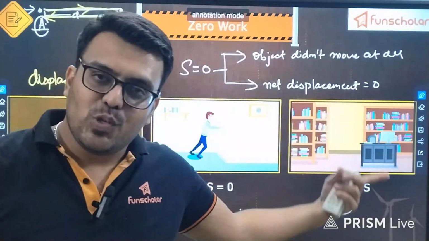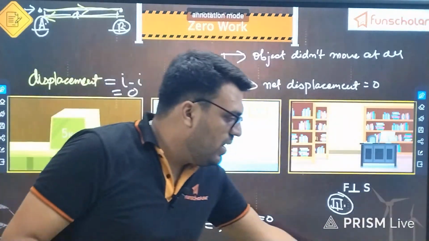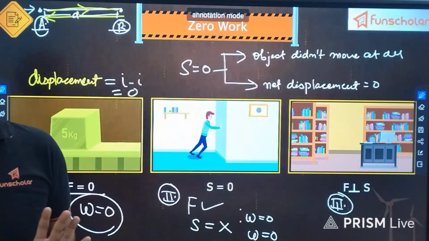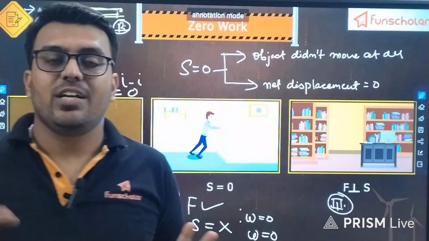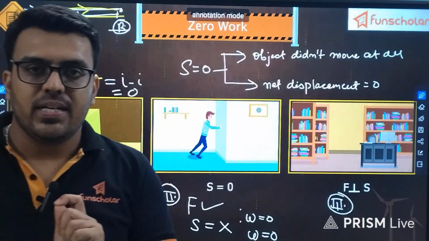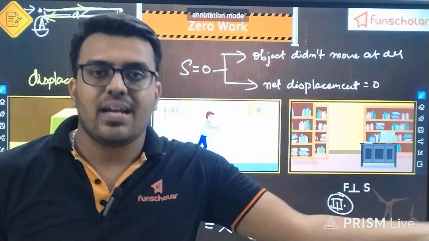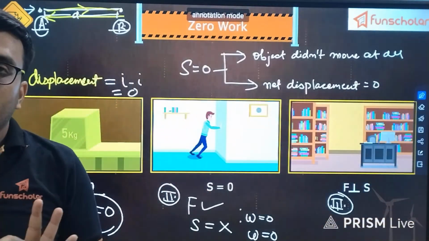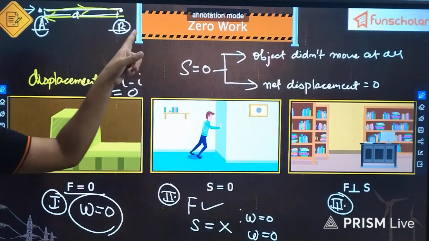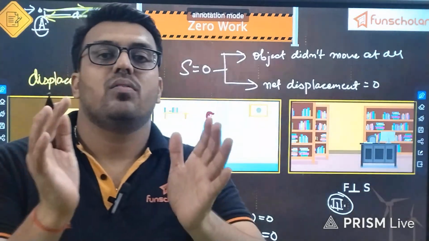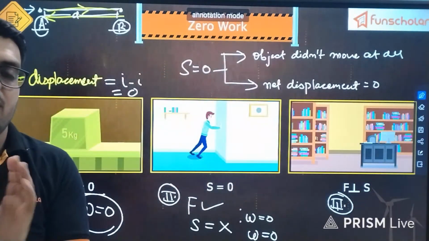Don't worry, we'll try to solve some questions that will help you as well, but this is very important to understand. Zero displacement doesn't mean that the object doesn't need to move. It also means that it has moved through a distance and come back finally to the initial position, and that is why the final and initial positions are the same, and that is why the work done is 0, because displacement is 0.